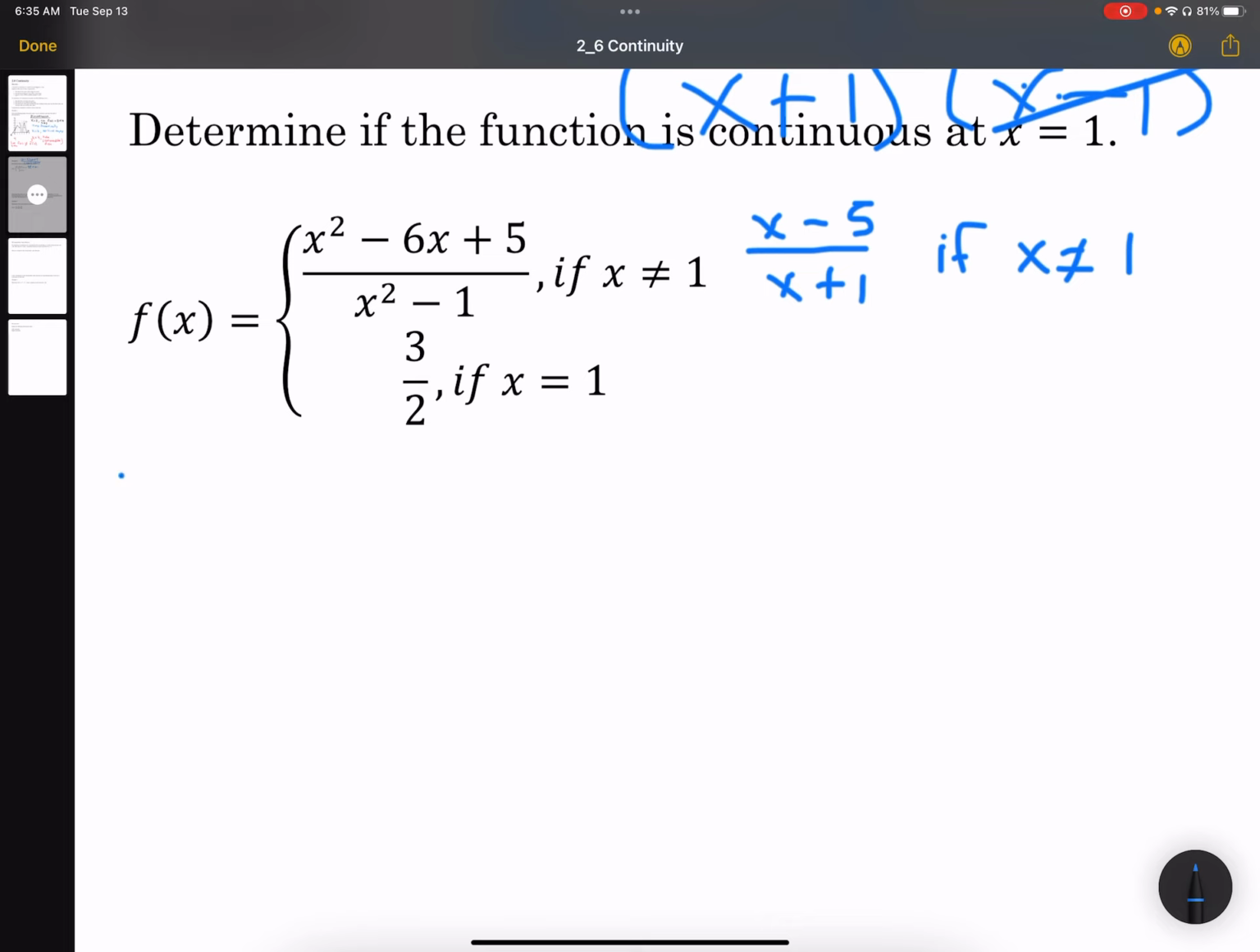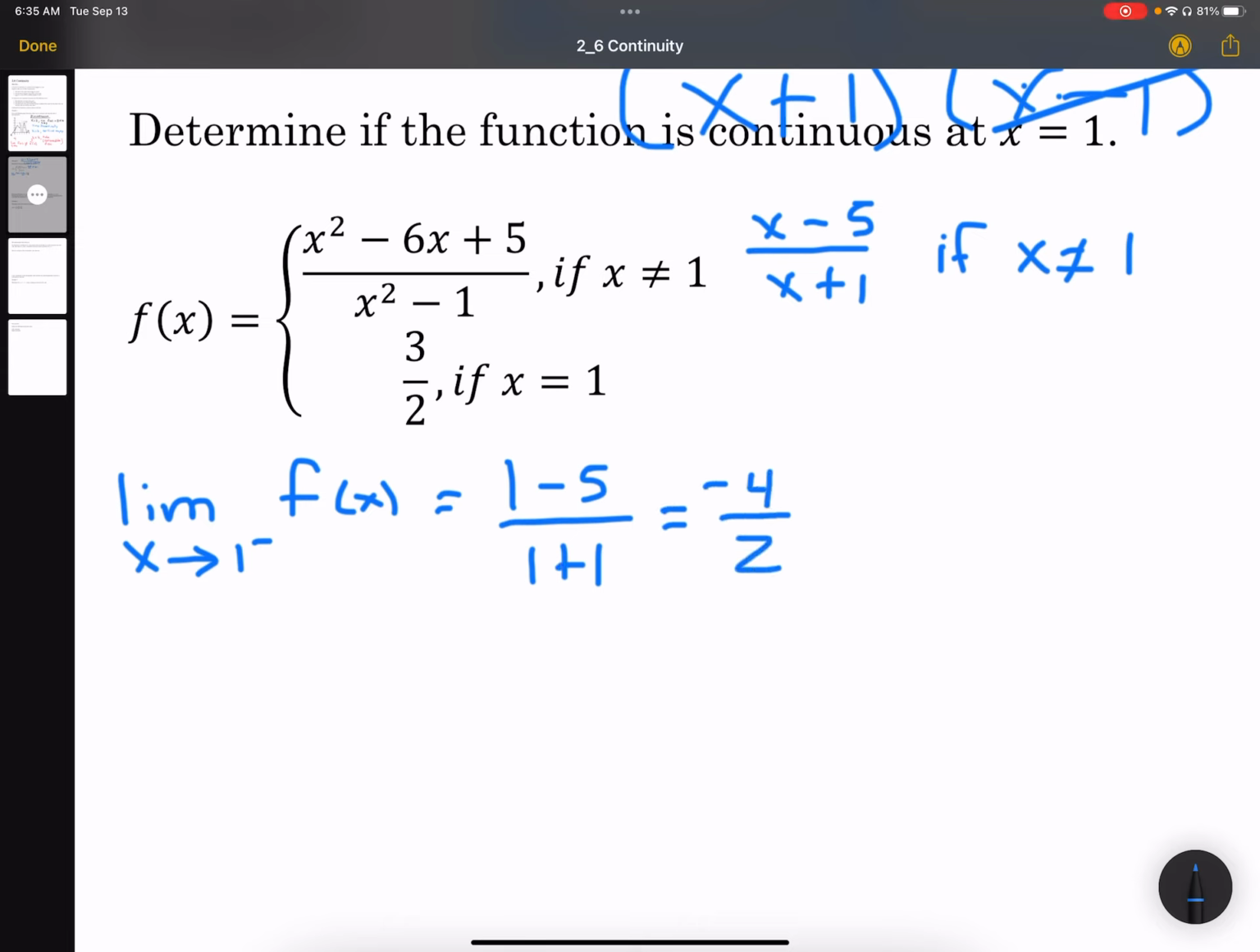So here, now we can easily write our limit as x approaches 1 from the left for f of x. If x is approaching 1 from the left, that means x is less than 1, which means that x is not exactly equal to 1. So when we substitute in 1, we're going to get 1 minus 5 divided by 1 plus 1, which is negative 4 divided by 2, which equals negative 2.